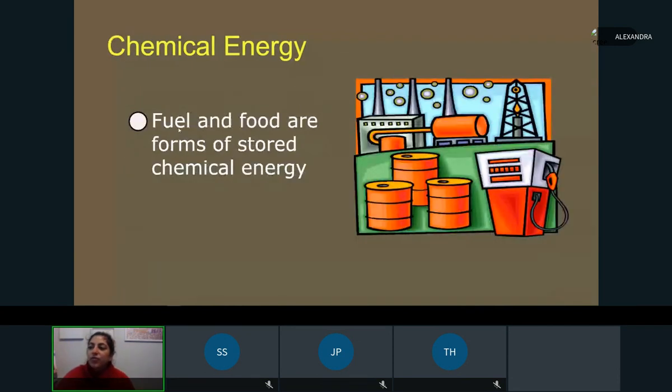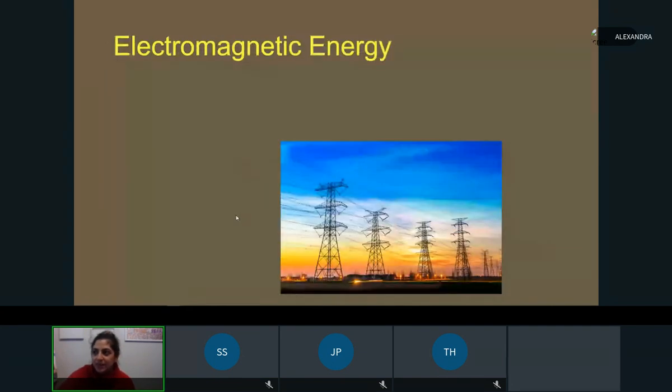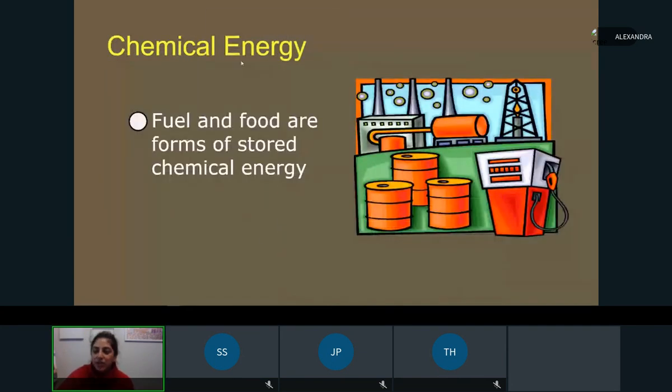Okay, so fuel and food are forms of stored chemical energy. So we often think of fuels as the ones with the hazardous face on them, or food for us. That's how we get energy. That's how we transfer our food into chemical energy that our body can then use. Questions on chemical energy?